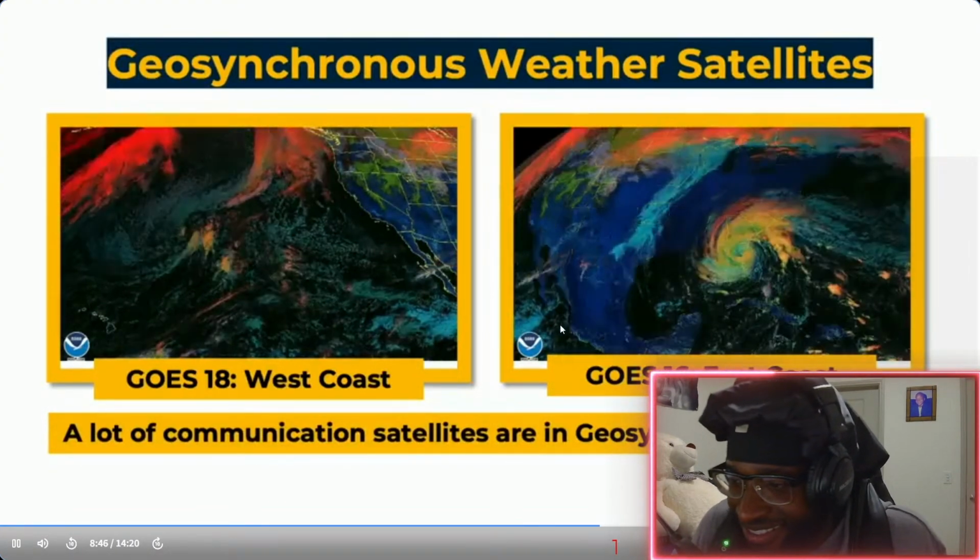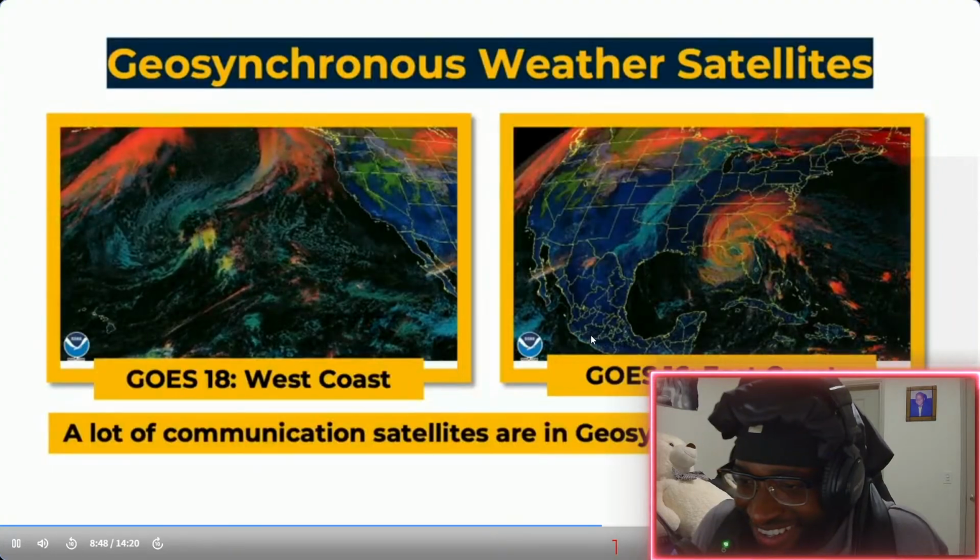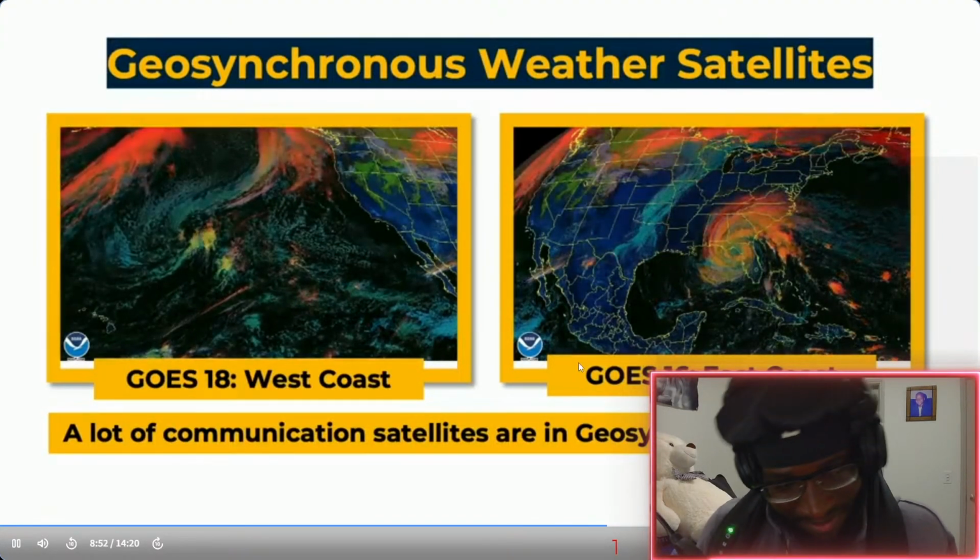There are also a lot of communication satellites in the geosynchronous orbit, because they basically stay over a fixed position, and so you can communicate to a place on the Earth all of the time.